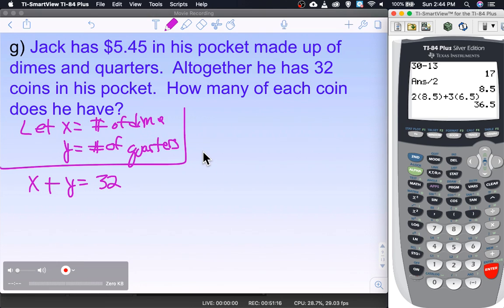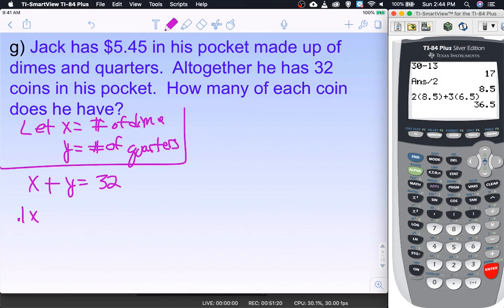The other equation is the money equation. Dimes are worth 10 cents. Quarters are worth 25 cents, and the total value of money in his pocket was $5.45.